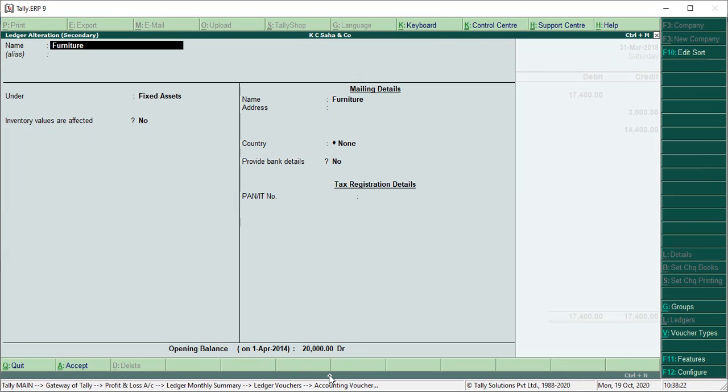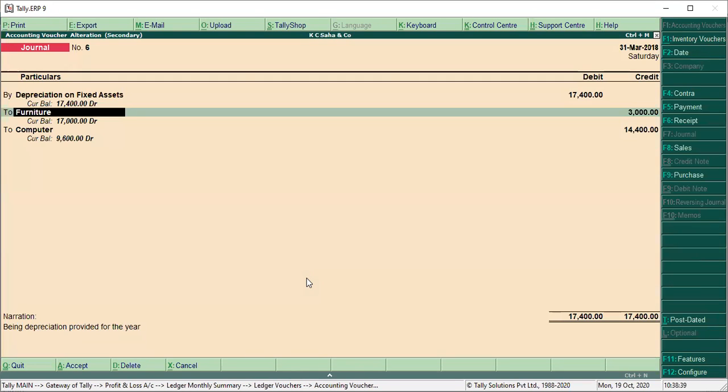That means on the 1st April 2014, you have to calculate the depreciation as per SLM method. So opening balance is 20,000. So you have to calculate 10% on 20,000. It comes to 2,000. And 2,000 you have charged wrongly. That is 3,000 you have charged.